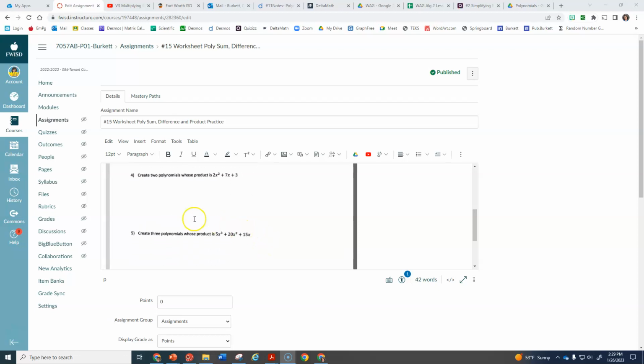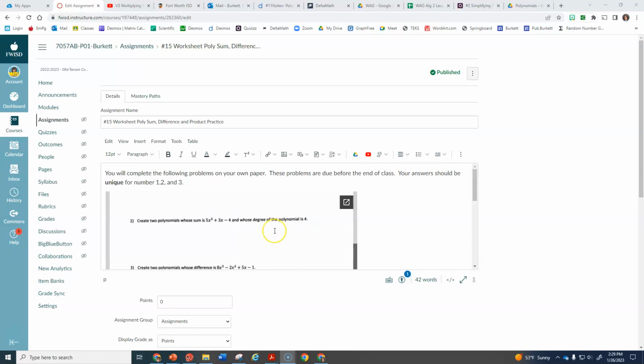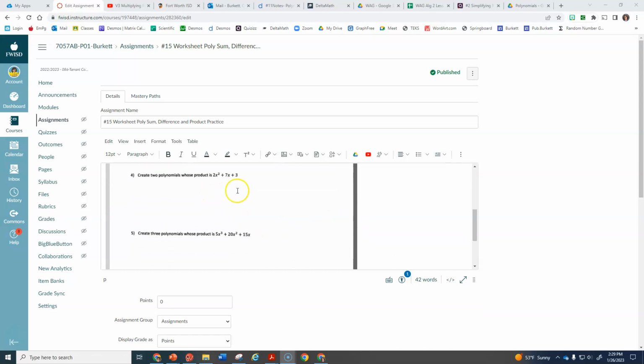Notice that 4 and 5 are not unique answers. So 1, 2, and 3, you should have a unique answer compared to everybody else. 4 and 5, you should just factor them to get the answers. Good luck.